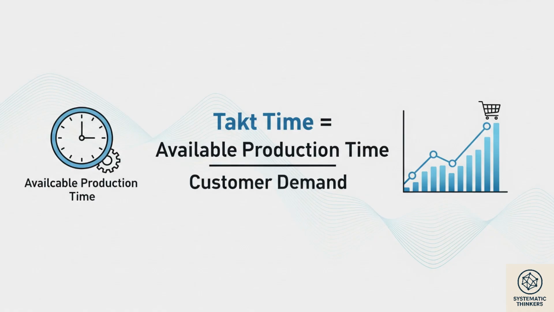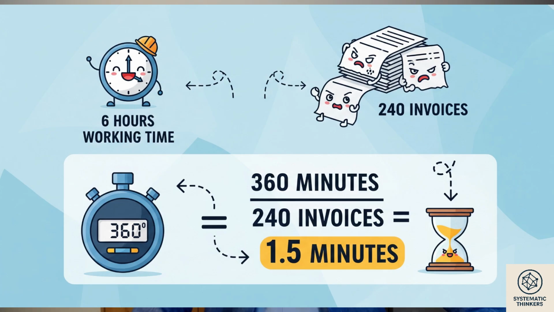The basic formula here would be available working time divided by customer demand. For instance, if you have 6 hours of available work time and need to process 240 invoices, your takt time will be 1.5 minutes per invoice.